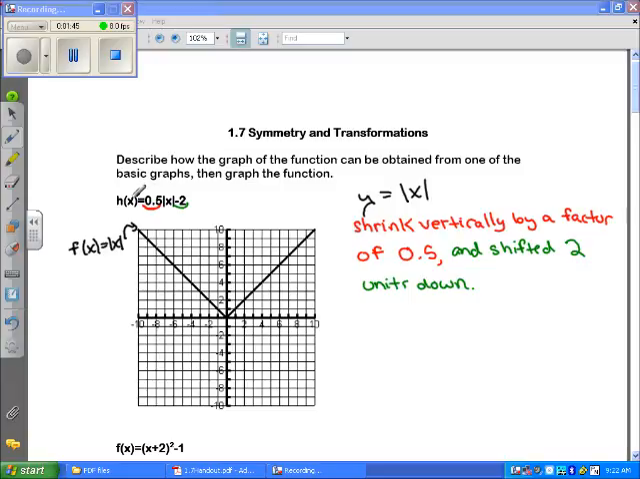If we look at this absolute value function, there's the bottom of it, so we're going to go down 2 units right there. So this will be the bottom instead. We'll start with that. And now we'll look at the 0.5. The 0.5 tells us it's shrunk vertically by a factor of 0.5.